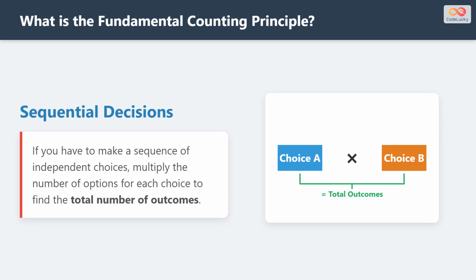So, what exactly is this principle? Simply put, if you have a task that consists of a sequence of independent choices, you can find the total number of outcomes by multiplying the number of options available for each choice. It is a powerful shortcut to avoid counting every single possibility manually.